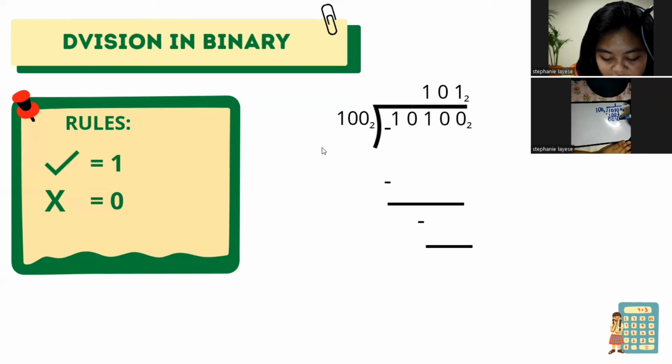And then we will divide this by 100. 0010 divided by 100 can be or cannot be? Of course, cannot. So we will put 0. And then 0 times 100 equals 000. So we will put here 000.